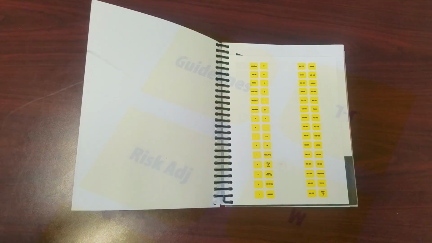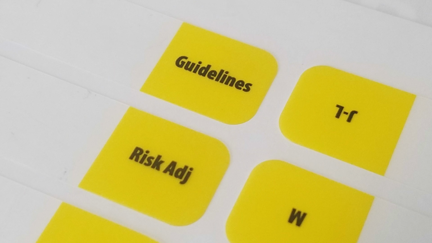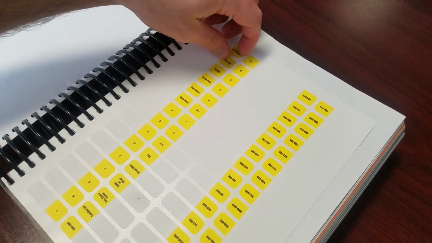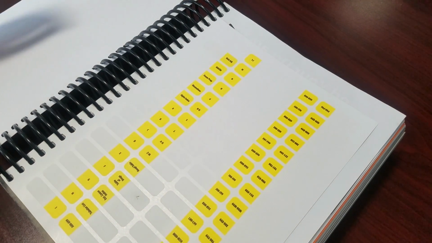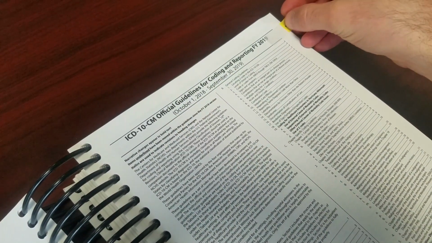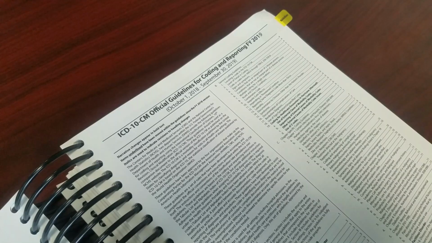Let's take the first tab off. It says Guidelines. It's for the official guidelines section of your book. Take it off like this. Go to the first page of that section and place it in the upper right-hand corner, like this.